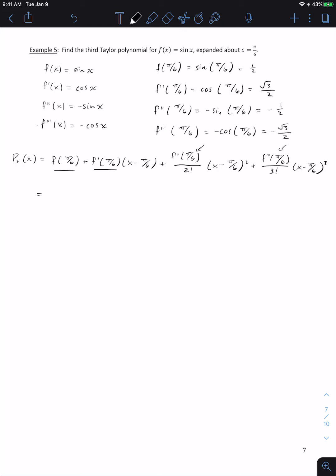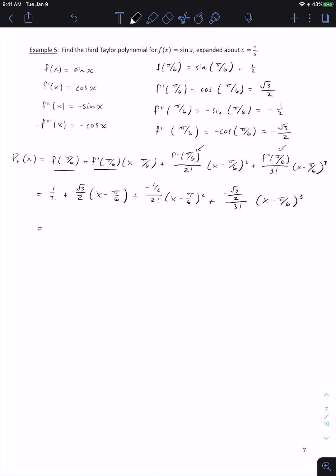Right, so let's plug them in. f of pi over 6 is 1/2, plus f prime, which is going to be radical 3 over 2, plus f double prime, which is going to be negative 1/2. So we'll just read it: negative 1/2 over 2 factorial times (x minus pi over 6) squared. Then f triple prime is going to be negative radical 3 over 2, over 3 factorial, times (x minus pi over 6) cubed.